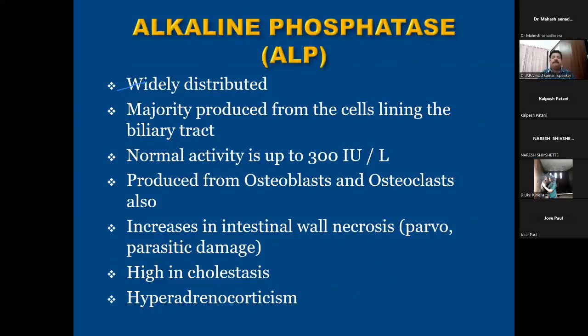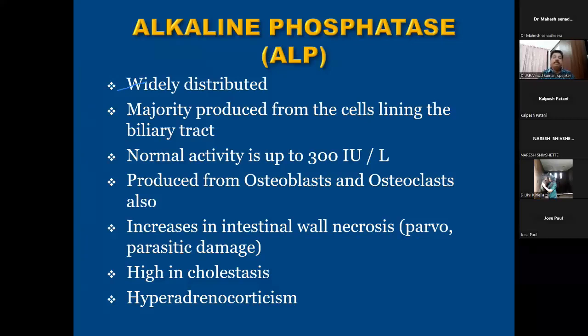Then alkaline phosphatase. It is widely distributed, but as I said, it is mainly produced from the intrahepatic biliary canaliculi lining cells. Also a good amount is produced from osteoblastic and osteoclastic activities. So whenever there is a hepatic destruction or a bile duct destruction or a cholangitis or cholangiohepatitis, alkaline phosphatase level increases.